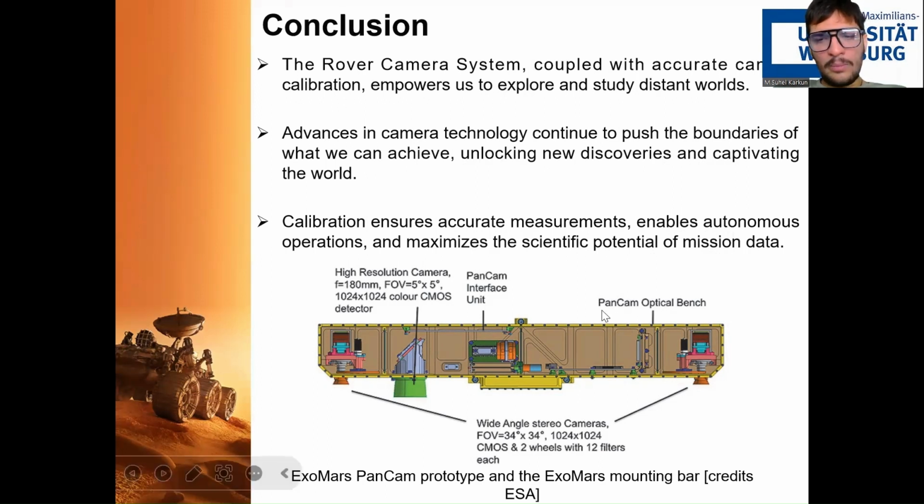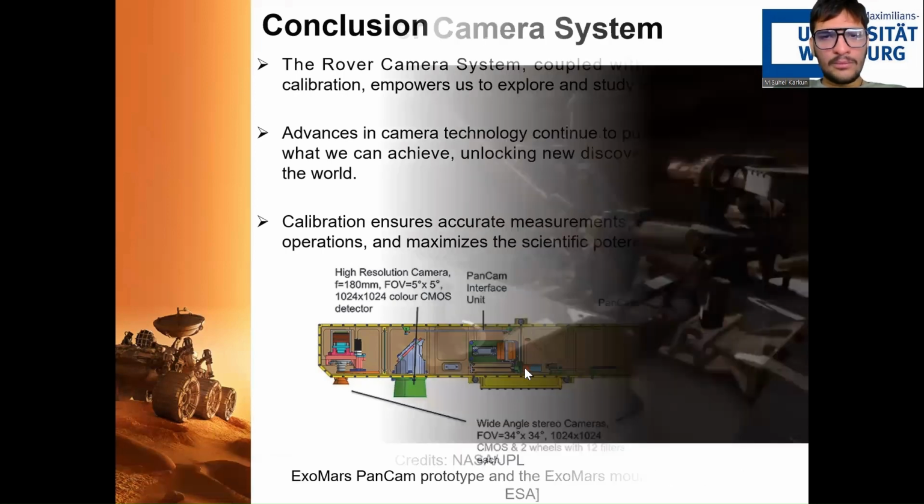We also have the panoramic camera or optical bench, with wide angle stereo cameras with a field of view of 34 degrees by 34 degrees and a resolution of 1024 by 1024 pixels CMOS, and 2 wheels with 12 filters each. So here we can see that this project will be more advanced compared to the Mars exploration rover.